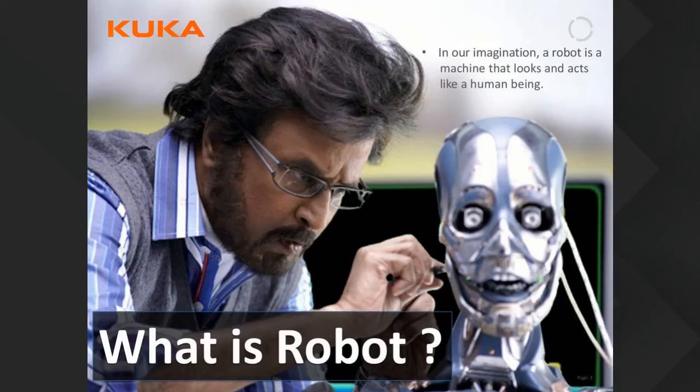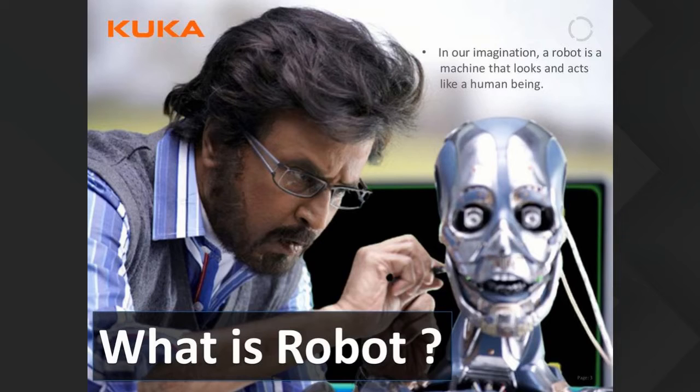So first, we'll talk about what is a robot. When this word comes into our mind, we first think in terms of a human. It is something that acts like a human, talks like a human, or does activities like a human.